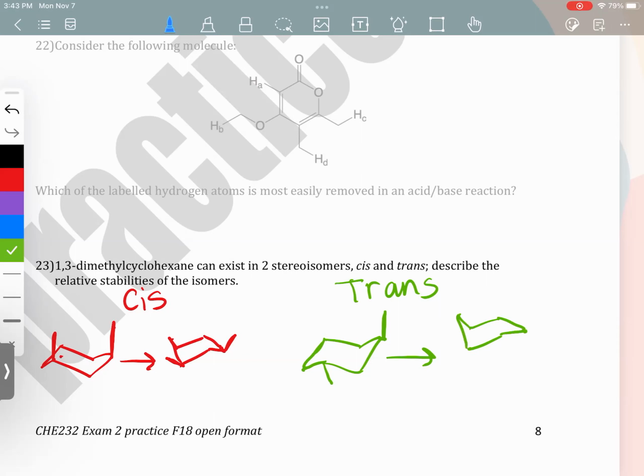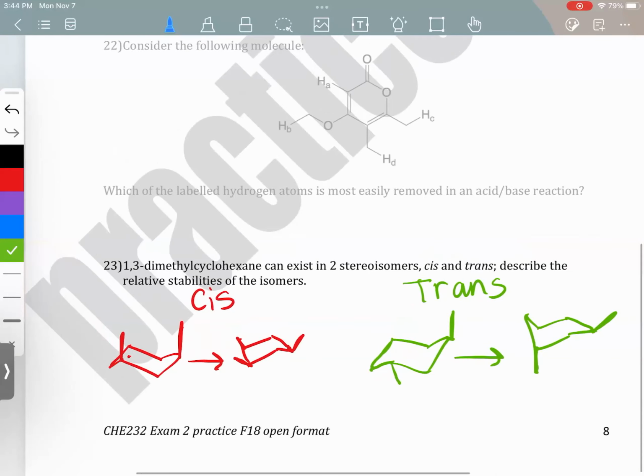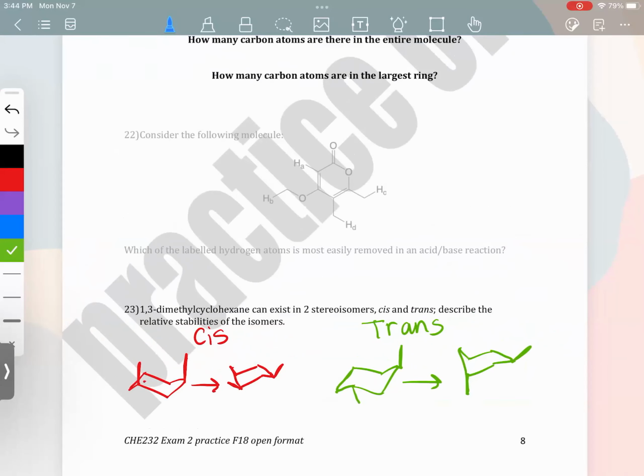Alright, so then this becomes axial. This becomes equatorial. So you have all these chair conformations of both the cis and the trans, right? Now, which one of these is more stable? Cis, the second one. Exactly. Why is this more stable?